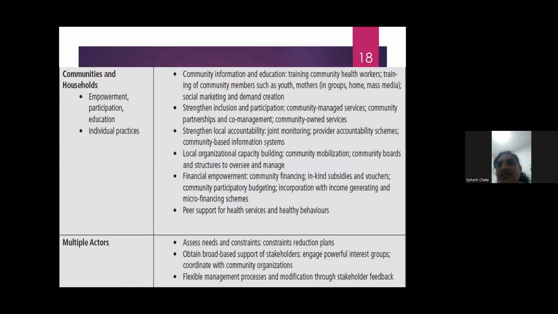So next is communities and households. So again, there is empowerment, empowering through education, participation, and individual practices. So there are a number of examples that are given, and also multiple actors who are assessing, and stakeholders with the help of many management related feedback, other things are involved. So this is how different types of strategies are used.